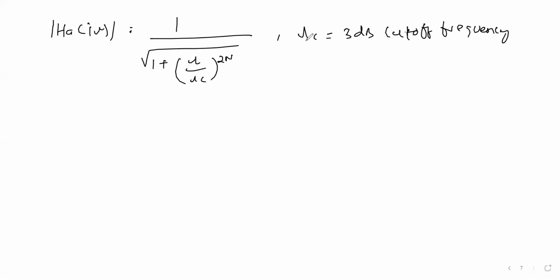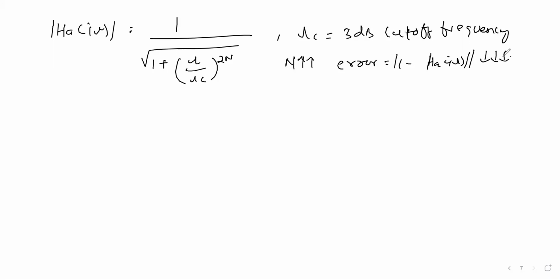And also, when the order is increasing, the error is decreasing. Error is 1 minus the magnitude of H(j omega). Okay, it is decreasing. But again, I explained why it is difficult to manufacture a high order filter. So all companies always prefer to design minimum order, because a high order requires more manpower and it will cost more also.